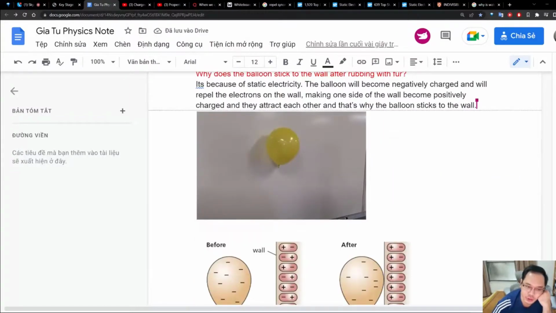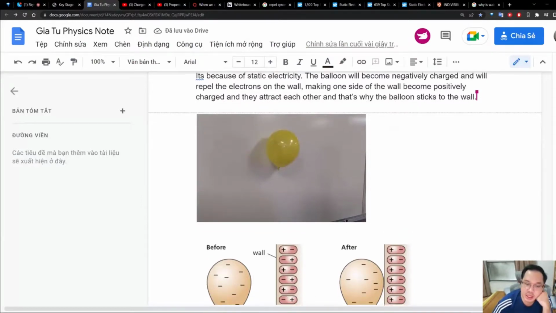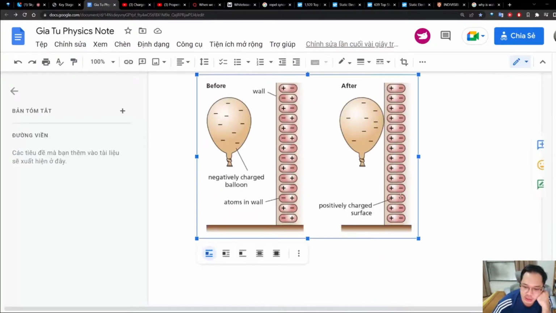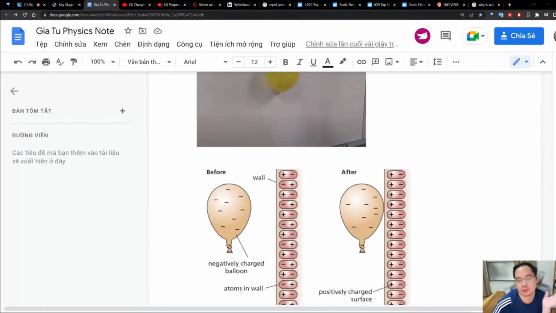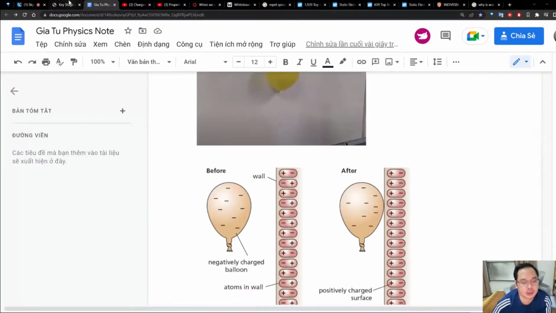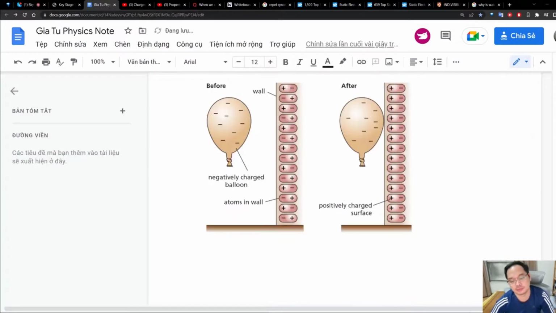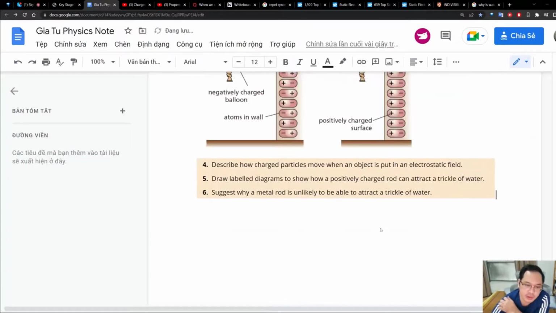Are you sure you got it now? Yes, I understand. I will provide other similar questions and activities for you to make sure that you understand the basics of this topic. Now, the next three questions below here, 4, 5, and 6. Describe how charged particles move when an object is put in an electrostatic field.